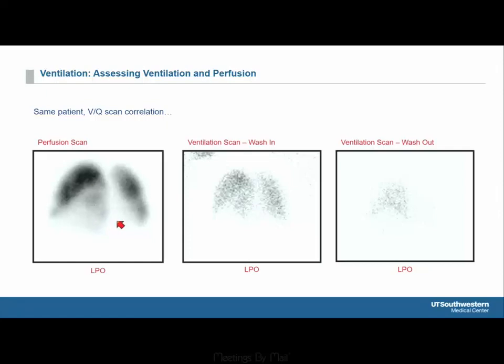Same case, just to prove what we were seeing on the CT. Perfusion scan on that case, deficit in perfusion, which is more evident on the basal segments of the left lower lobe. A ventilation scan with the deficit in ventilation, especially in the basilar left lower lobe, and delayed trapping of xenon on the washout images.